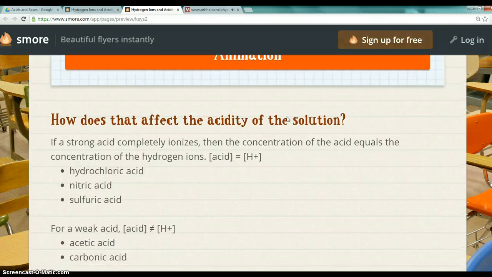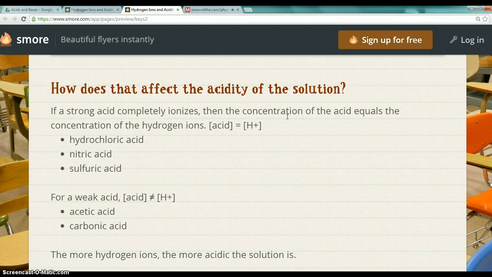Now, how does that affect the acidity of the solution? Well, if you have a strong acid that completely ionizes, then the concentration of the acid equals the concentration of the hydrogen ions. Now, when you see something written in brackets like this, it means concentration of, which is molarity. So the molarity of the acid is the same as the hydrogen ion concentration. Now, the strong acids we're going to look out for are hydrochloric acid, nitric acid, and sulfuric acid. There are 4 more, but these are the most common ones.